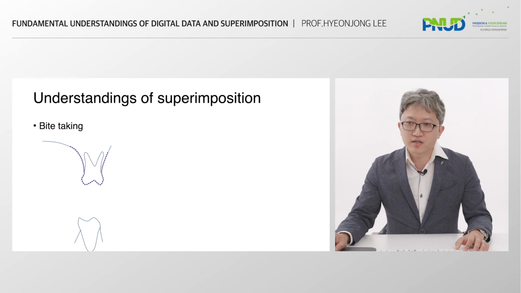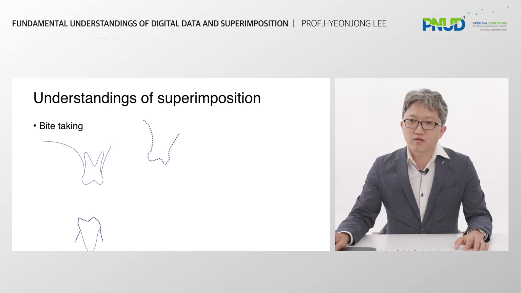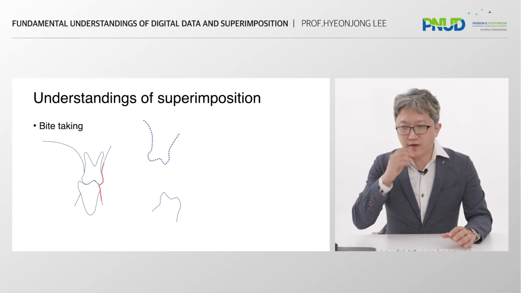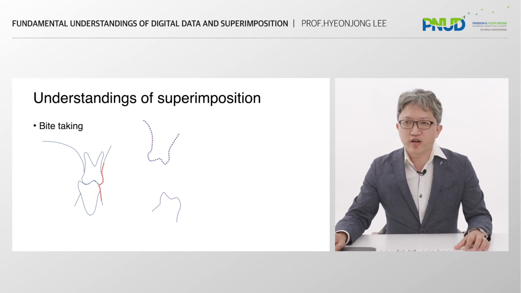So this dashed line is the scan surface for the upper, and after that we can scan the lower. So we get two different files, upper and lower, but they should be aligned properly to get the information of bite registration. When we take the bite registration, we can scan only the buccal surface here, as you can see.